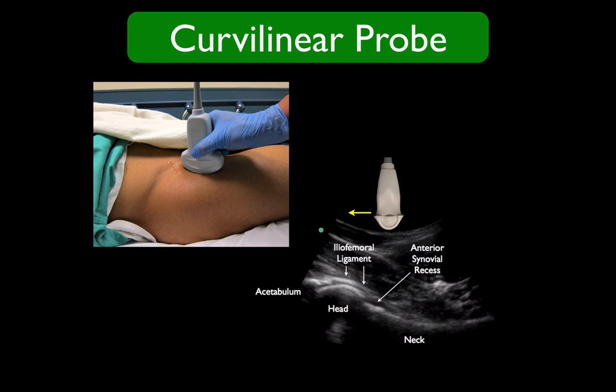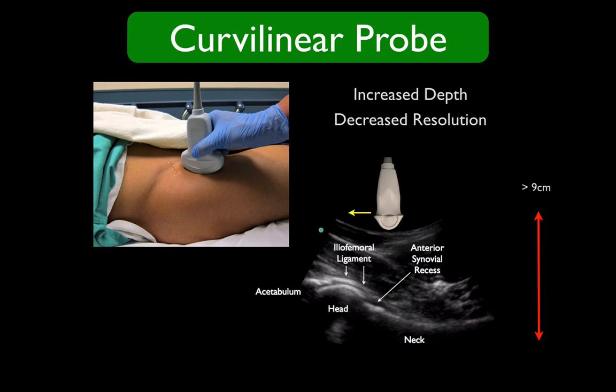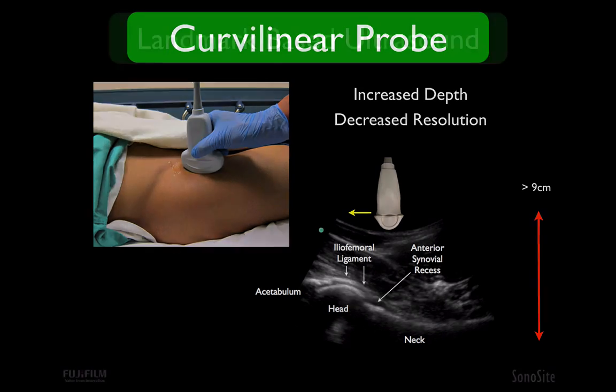We'll go over the hip because I think it's actually one of the easiest joints to tap. I know it sounds counterintuitive, but I think it's probably one of the easiest. It's almost as easy, I think, as the knee to tap. And again, the curvilinear probe is nice, but you get more depth, but you decrease resolution.